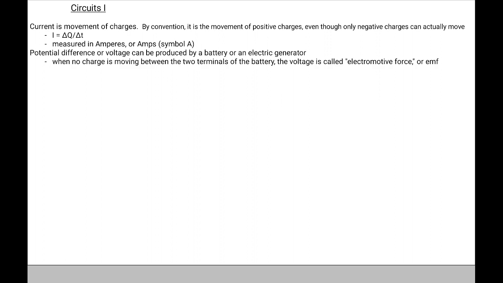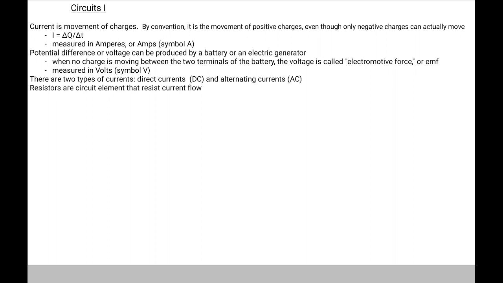Now, there is a special type of voltage, and that occurs when no charge is moving between the two terminals of the battery, and that voltage is called an electromotive force or an EMF. It is not a force, it is a voltage, even though the name may be misleading. So the units for this are also the volts. The units for voltage is just volts, and the symbol is V. Now, as I mentioned before, there are two types of currents, direct currents and alternating currents. Direct currents only flow in one direction, and alternating currents alternate direction.